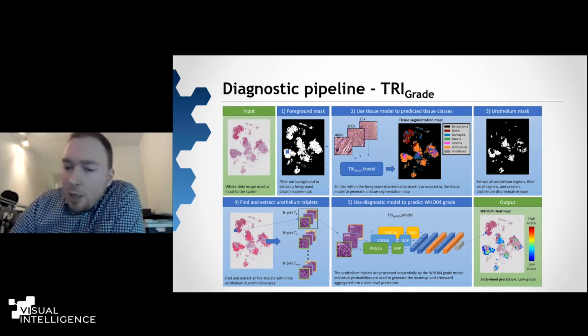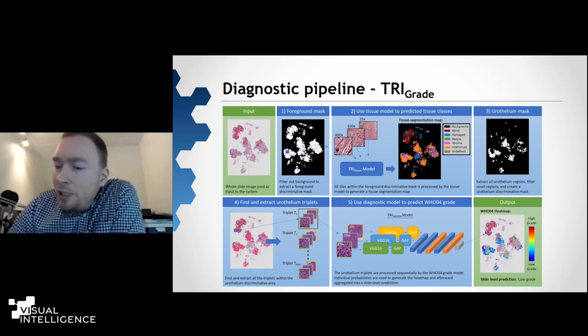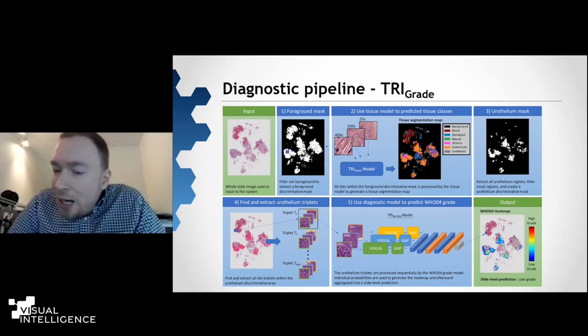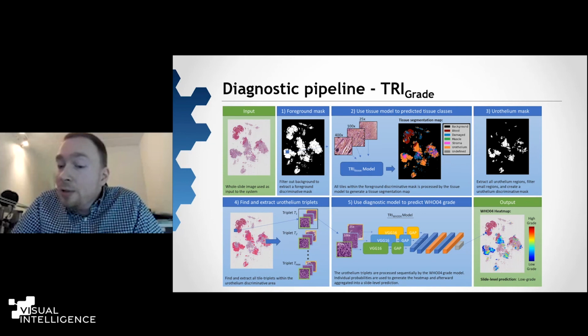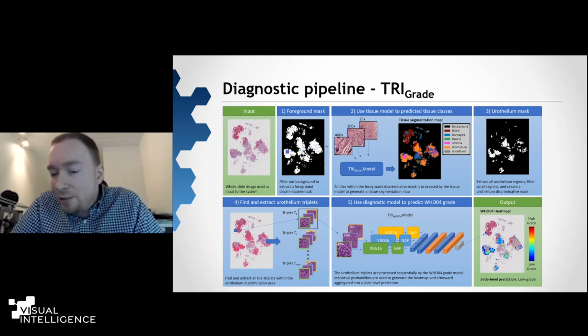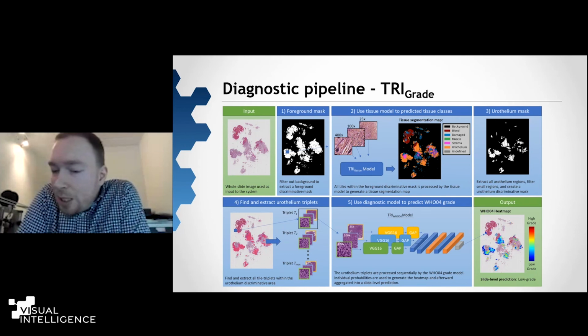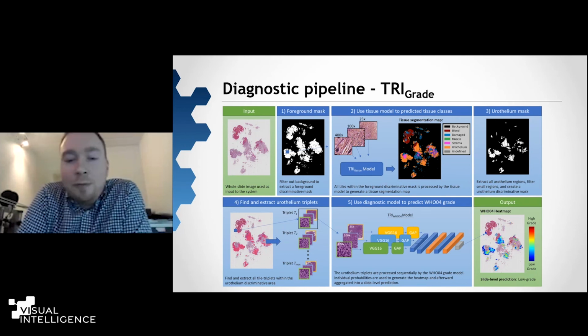Next, in step 3, a binary mask is created for the diagnostic relevant urothelium tissue. If we compare the binary mask in step 1 with the binary mask in step 3, we can clearly see how we have filtered out all of the unwanted tissue. In step 4, the binary urothelium mask is now used as a reference, and then triplets of urothelium tissue are extracted, and in step 5, they are fed through the grading model. The proposed pipeline will create a grading heat map and also an aggregated slide level grading.